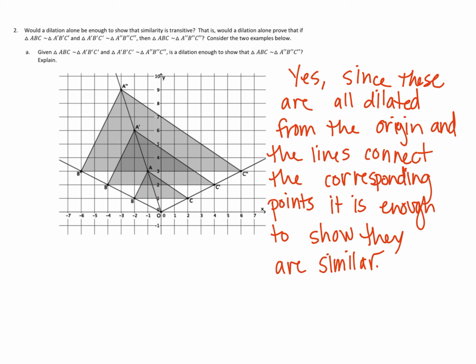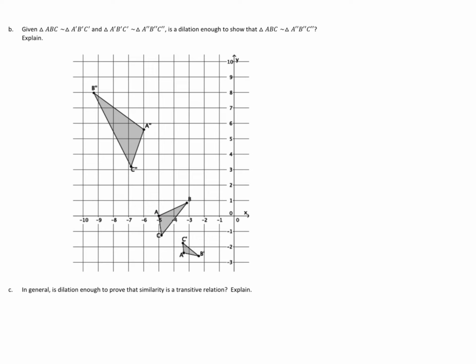This is just like question 1A, because the lines are going through and matching up C, C prime, and C double prime, B, B prime, and B double prime, A, A prime, and A double prime. So yes, since they are all dilated from O, and the lines connect the corresponding points, it's enough to show. The only difference is the scale factor that they use.